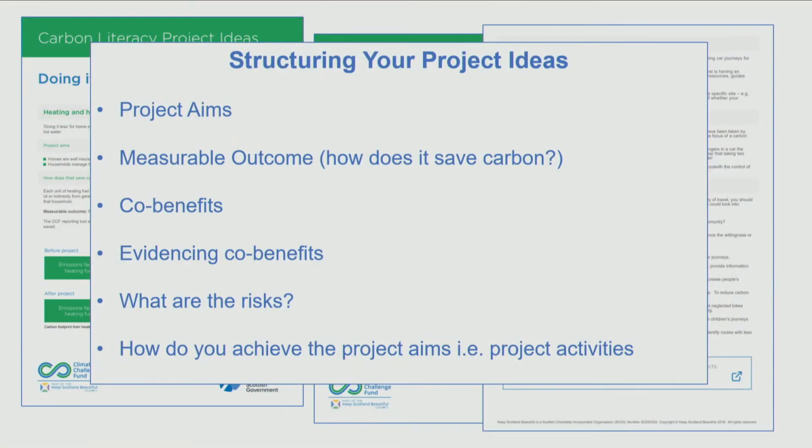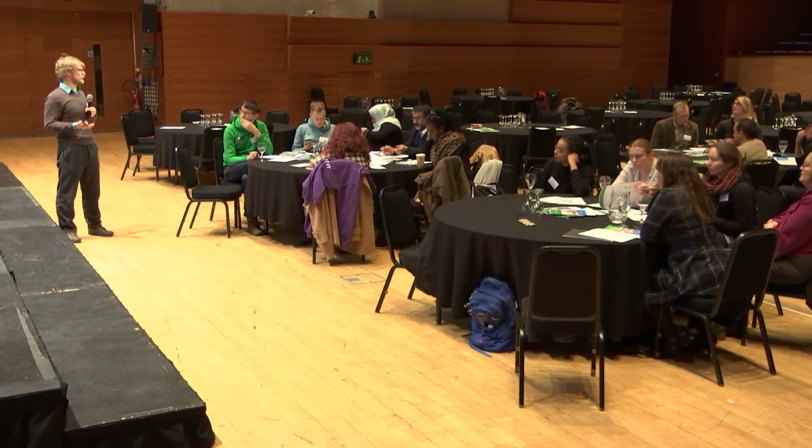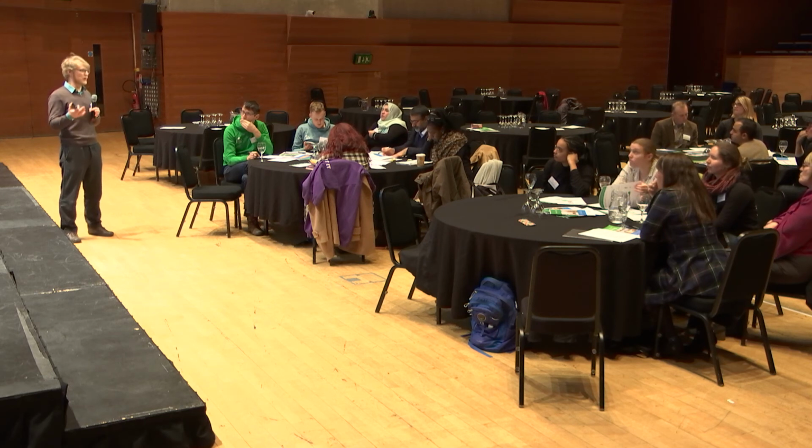Then we run through some of the possible co-benefits that we think might be associated with that project, and how you might evidence them. So how might you prove that these benefits are being caused by your project? And there's a section on what the risks are, maybe some of the common problems that projects might come up against, or things to watch out for that might make them successful or not successful, why they might not fly in some communities. For example, no point trying to do a project about solar panels in a community where no one owns their own house. So just thinking about those kinds of things.